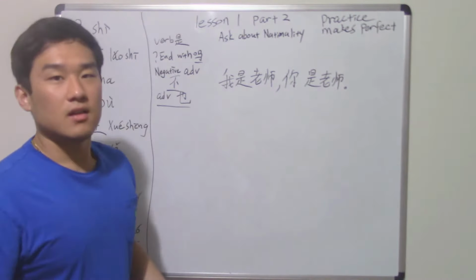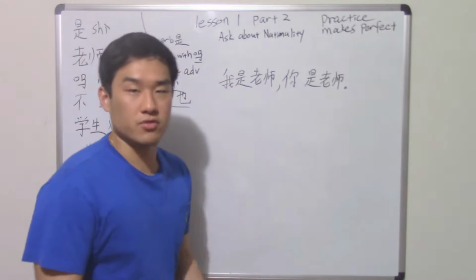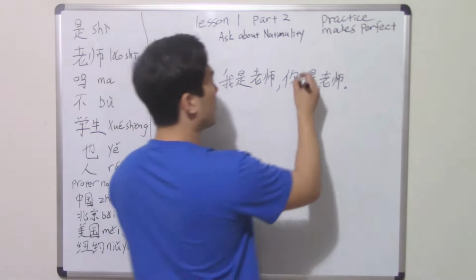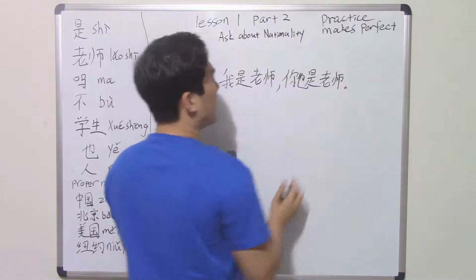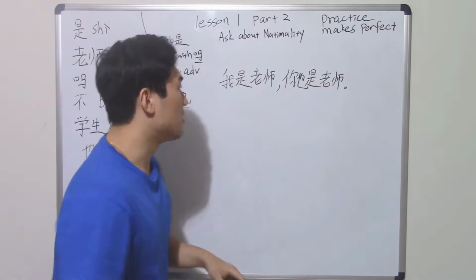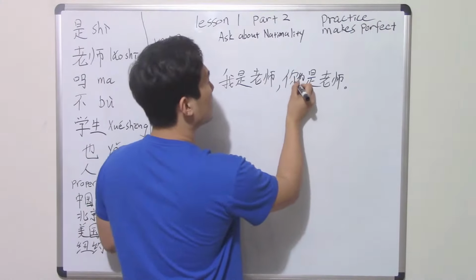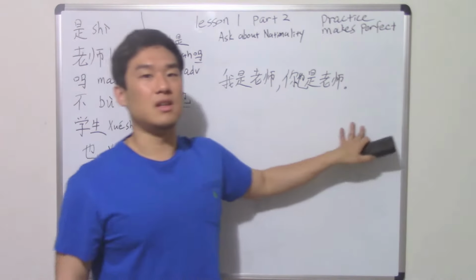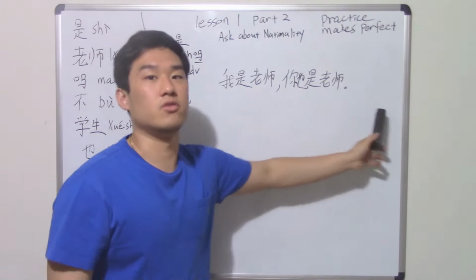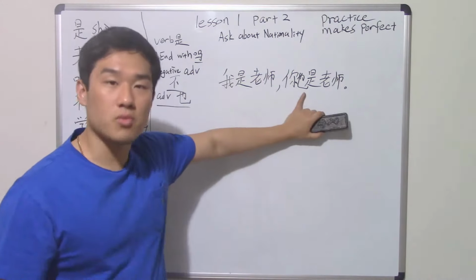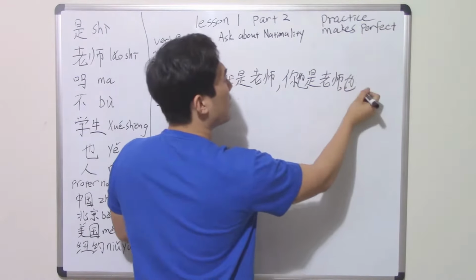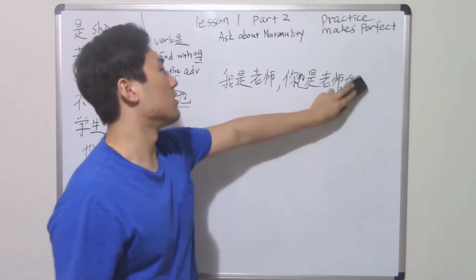But how do you make it you are also a teacher, or you're a teacher too? You put 也 in here, because 是 is a verb, 你 is a subject, and you simply put 也 in between those two. So it becomes 我是老师，你也是老师. So I'm a teacher, you also are a teacher. And it will be wrong if you put it after. If you put it in here, that won't work, that's wrong. So remember that.